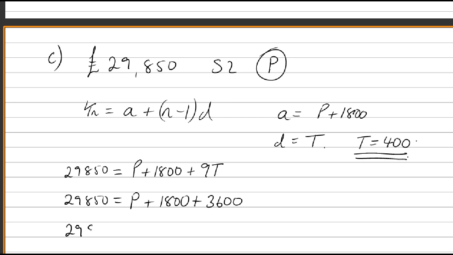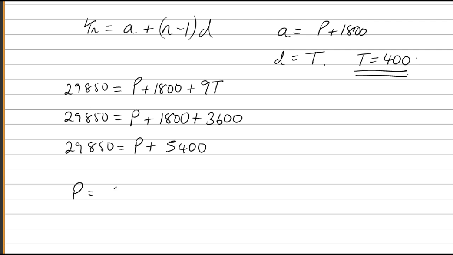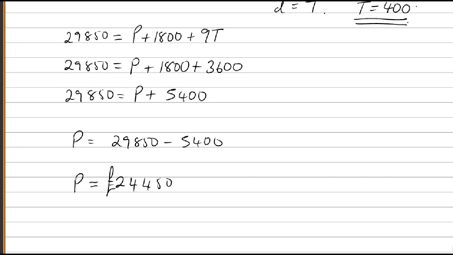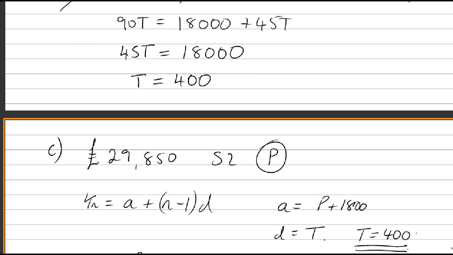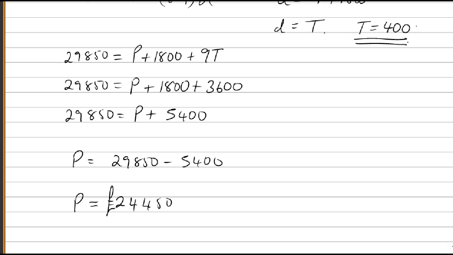So 29,850 equals p plus 5,400, and we just need to make p the subject, so p equals 29,850, take away 5,400, so p equals 24,450, and it's asking for a value in pounds, so that is our final value, £24,450.